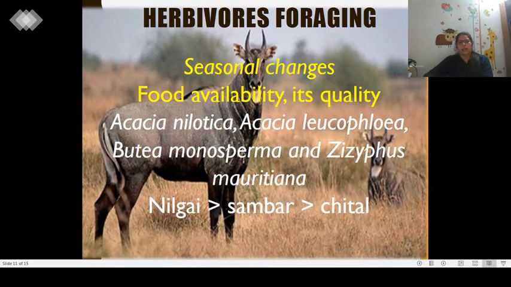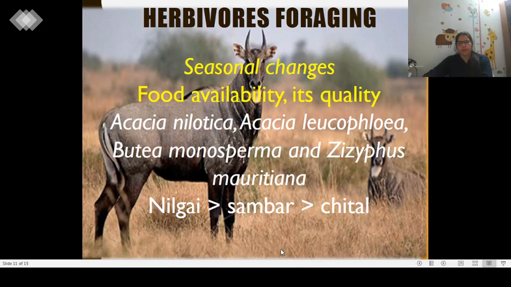The diet width of nilgai is broader in comparison to sambar and cheetal, as it can survive in low quality habitat or feed upon a variety of plant species even with low nutritional content. It can survive even in a suboptimal habitat because of its large size and low requirement of energy per unit of its body surface area.